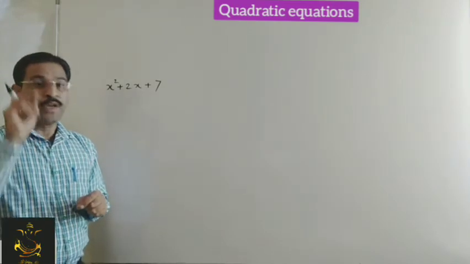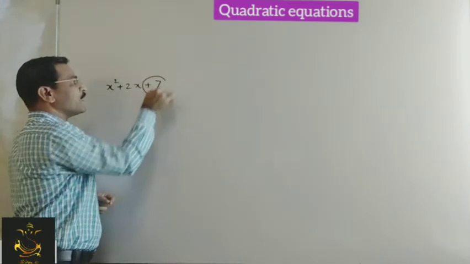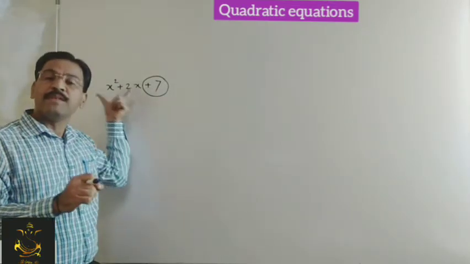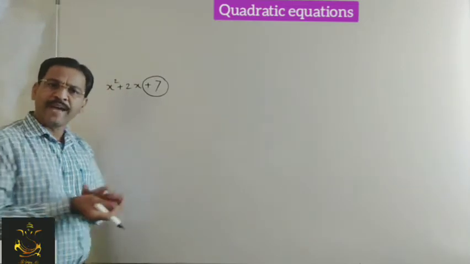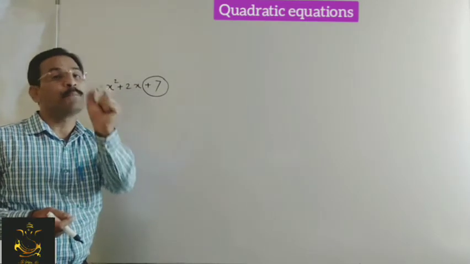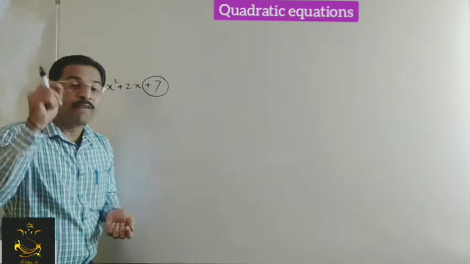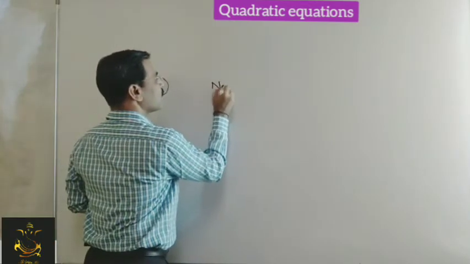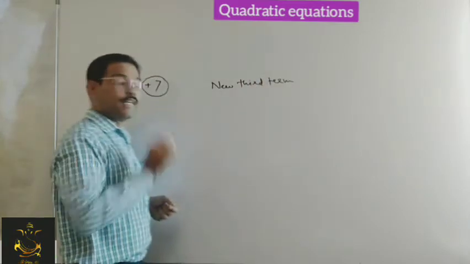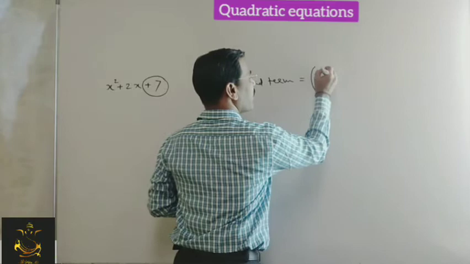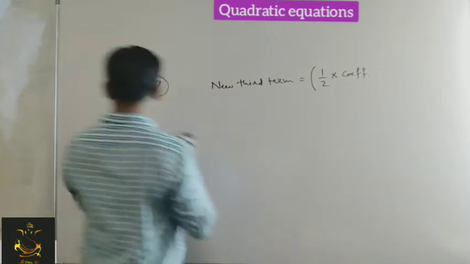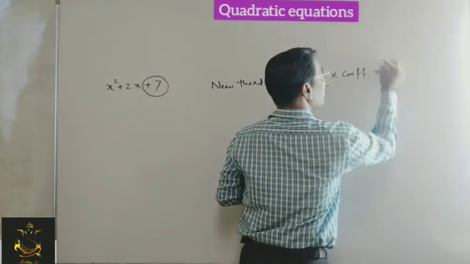See here, this third term is not okay for it to be a perfect square. So we have to write a new third term, by which it becomes a perfect square. Let's see how we can write the new third term. We write it as equal to, in brackets, half into the coefficient of x, bracket square.